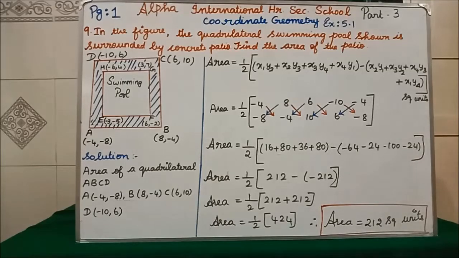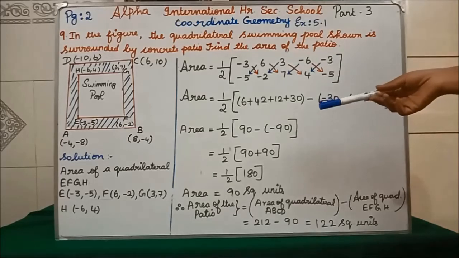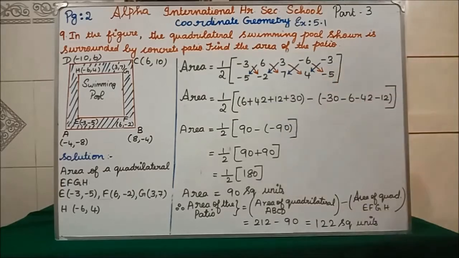Okay. Now I am going to erase this. Afterwards I will write and put the area of the quadrilateral EFGH. Now this is page number 2 in 9th question. You see I have taken the area of quadrilateral EFGH. E vertices, F vertices, G vertices and H vertices, everything I have written.